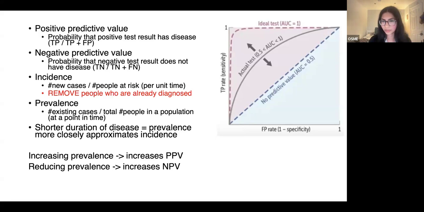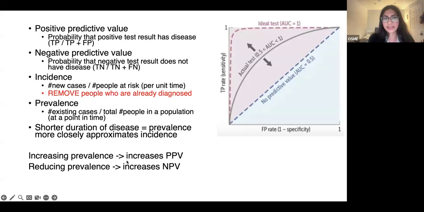diagnosed. They can try to trick you in the question by giving you, let's say, at the start of the year, 500 people had already had a diagnosis of pneumonia in a population of 5,000, and then they'll give you the number of new cases over the new year, and you have to remove those original 500. Prevalence is the number of existing cases in a total population, the total number of people in the population, and this is at a specific point in time.